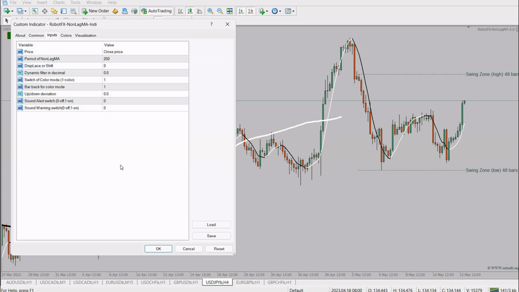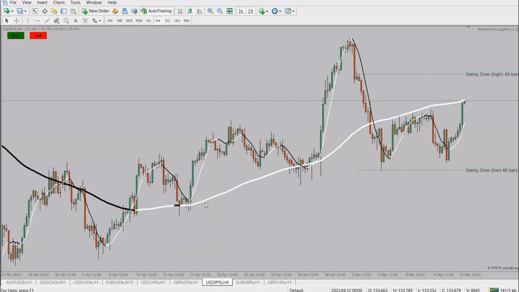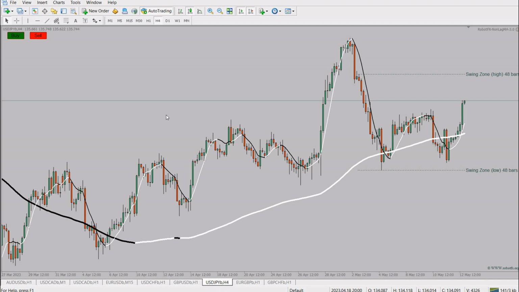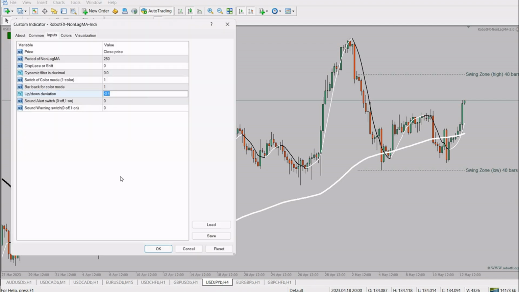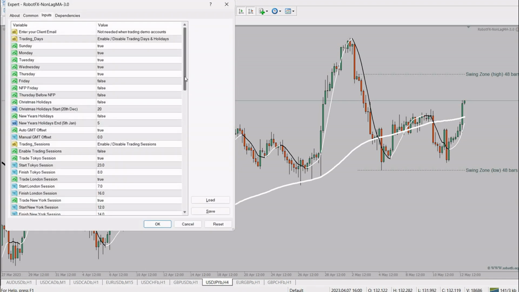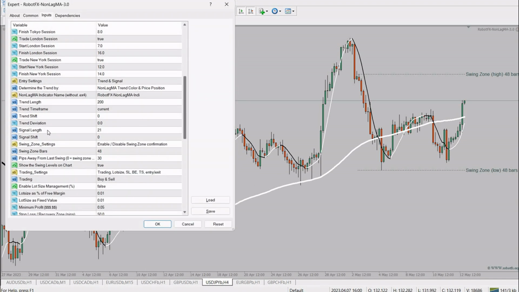The default was 0. And the deviation moves the indicator up and down. And this should be a decimal number. It could be useful when determining the trend. There it goes. It moved it up. And if the value is negative, it will move it down. And the default was again 0. And these are the default settings of the Expert Advisor as well.